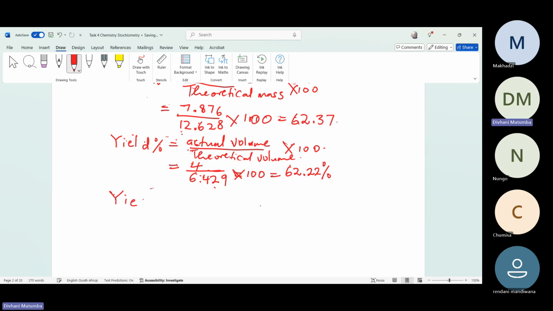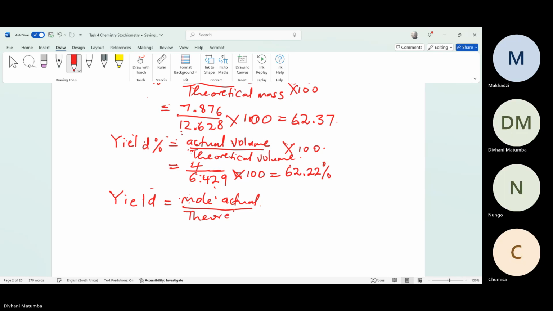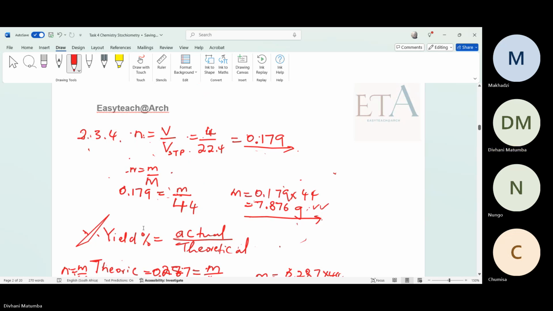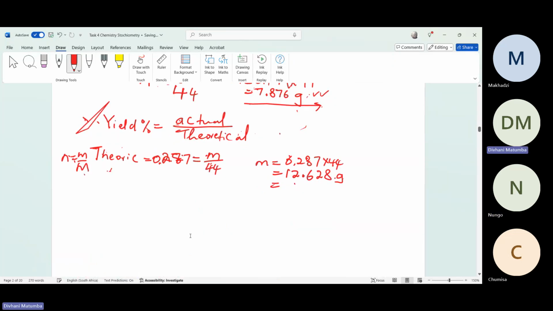Okay, let me try using the actual moles divided by the theoretical moles. Nungo, you remember we have calculated the moles, actual divided by theoretical moles, times 100. I just want to experiment. What was the actual moles that you have calculated? It was 0.179. Perfect.